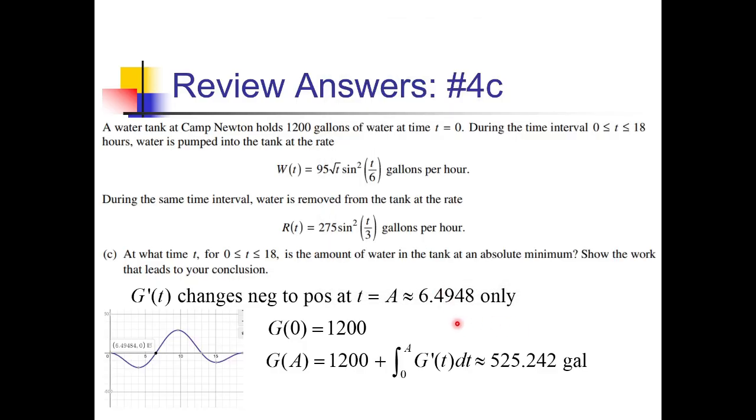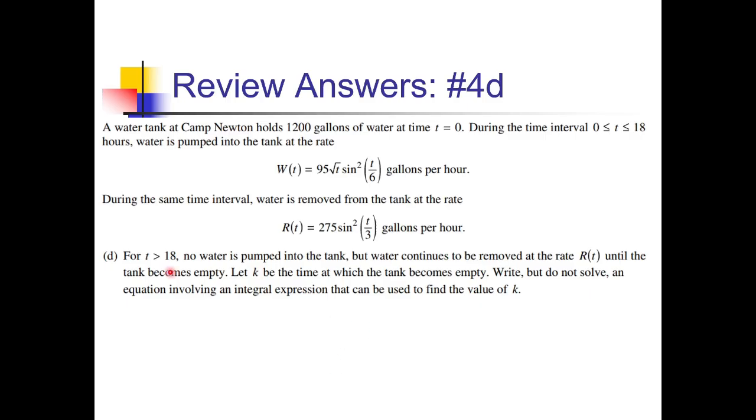And then we also wanted to find g of 18. We actually already found that that was approximately 1,310. Now, if this were the min, we'd go a few more decimals at this point, but clearly the min is happening at time A, and that's 525.242 gallons. So they said at what time is the water at a min? So we actually have to give the time, and again, that's going to be A, and that is in units of hours.